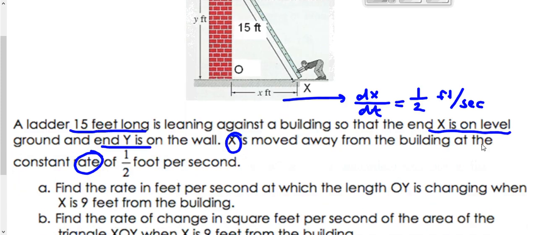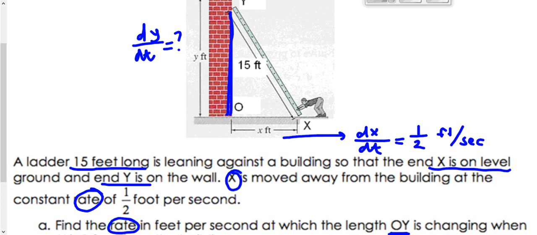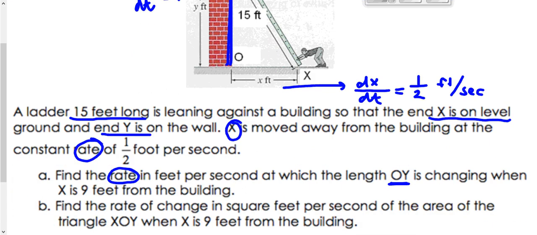Part A. Find the rate in feet per second at which the length OY is changing. So OY is here, and they want to know what this is changing. Changing means a derivative, so it's a d over dt. You don't have to write O and Y. You can choose one, so I'm just going to choose Y. So this is what we are finding, when X is 9 feet from the building. So we have X equal to 9.